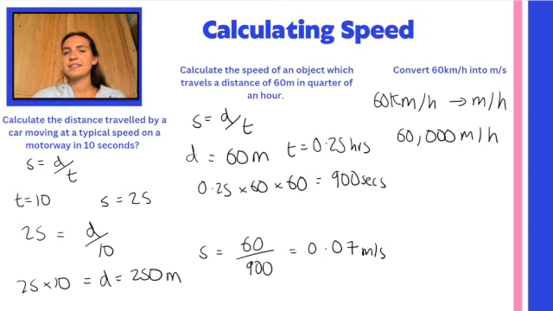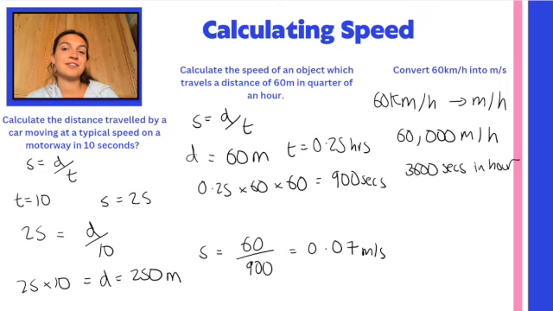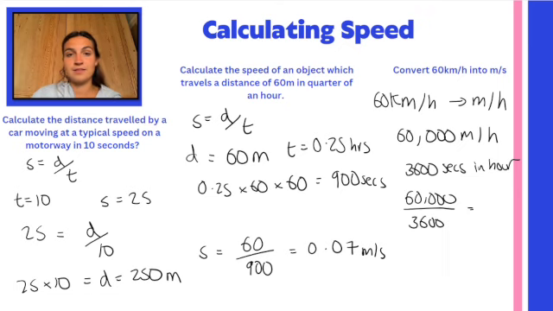Okay, so then my next step would be, how can I convert it per hour into per second? So I need to think about the fact that there are 60 times 60, or 3,600 seconds in an hour. So if I divide that 60,000 meters per hour by 3,600, that will tell me how many meters that I actually move every second, okay, as opposed to every hour. And that gives me 17 meters per second.